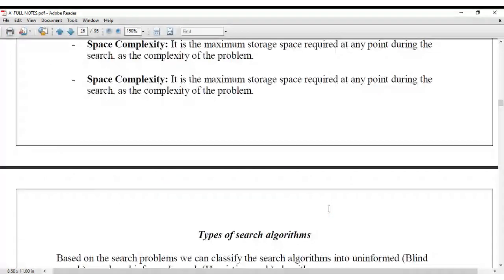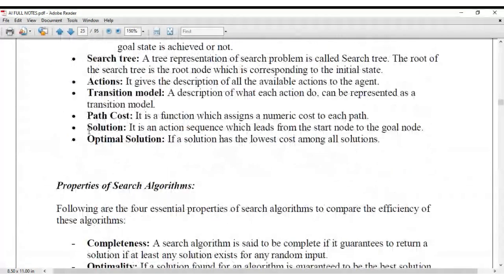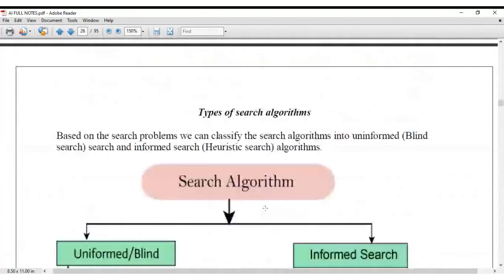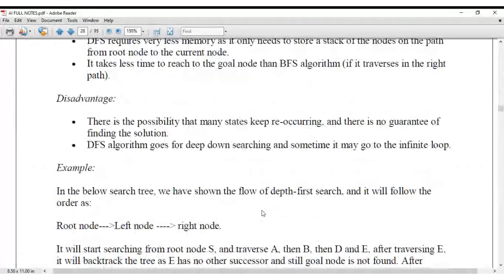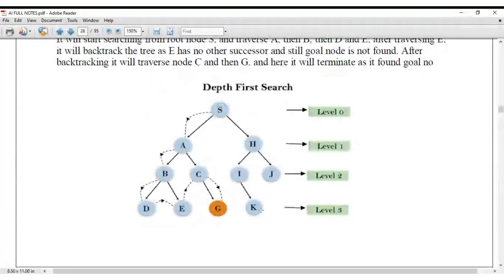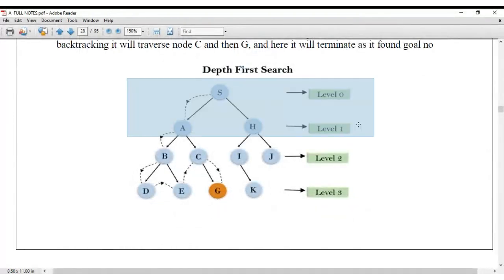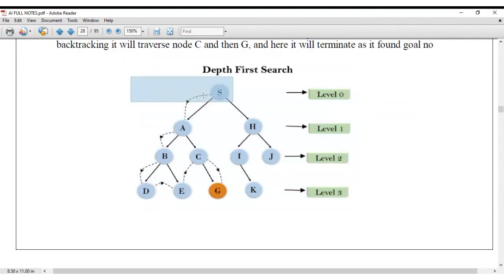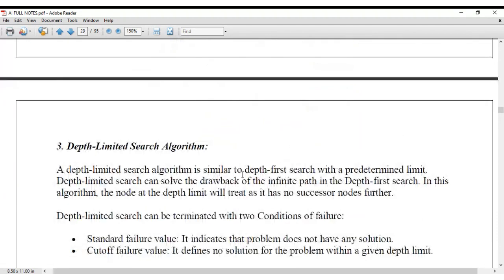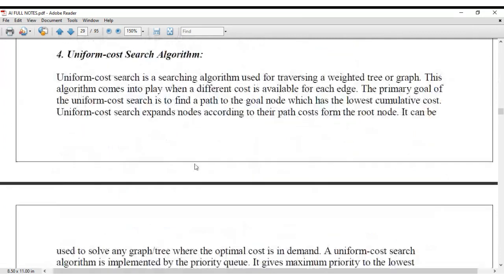The path cost is a function which assigns a numeric cost to each path. Now, what the uniform cost search algorithm does is that it generates a search space. Again, it's a blind search, an uninformed search, so it doesn't have a search space of its own. Like the breadth first and depth limited, it has to generate its own search space. There are no pre-given search spaces. So the uniform cost first generates the search space.